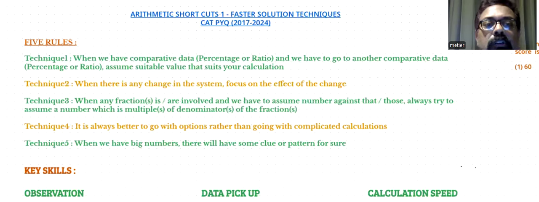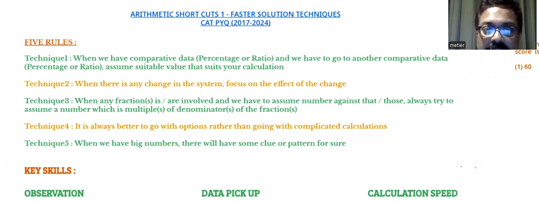Technique 2. When there is any change in the system, focus on the effect of the change. We know that change happens, so the effect will come in the changed part only. Whichever part is unchanged will not have any impact on the result.